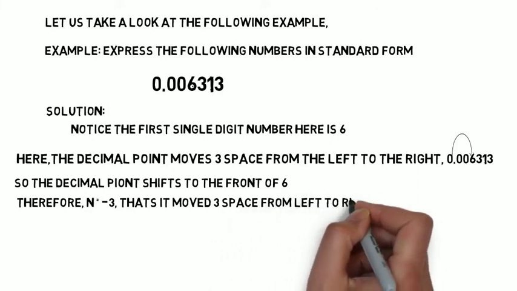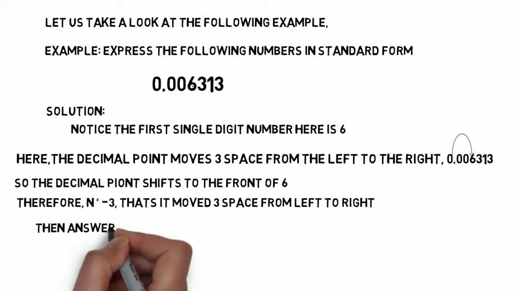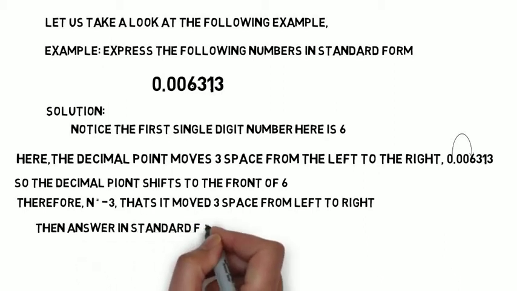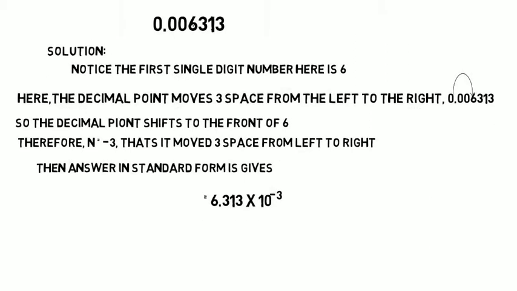That is, as I said in our first illustration, when you are moving from left to right, it is always negative. And the number of spaces moved is 3. n here will be negative because we are moving from left to right. So our n here is -3. The answer in standard form gives us 6.313, that is your decimal point that has moved to the front of 6. It gives us 6.313 times 10 raised to power -3. I hope you get that.